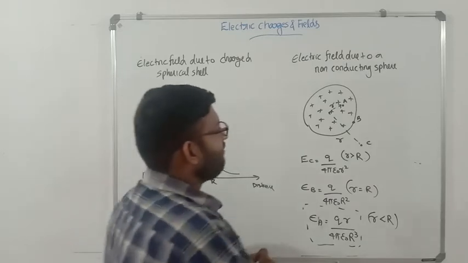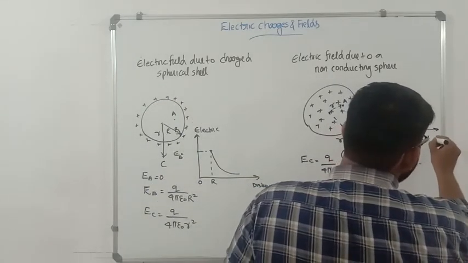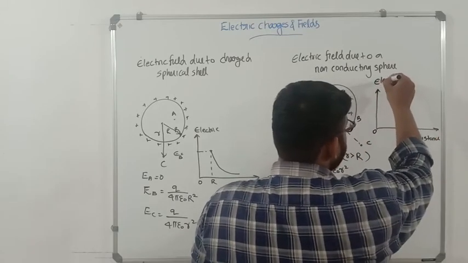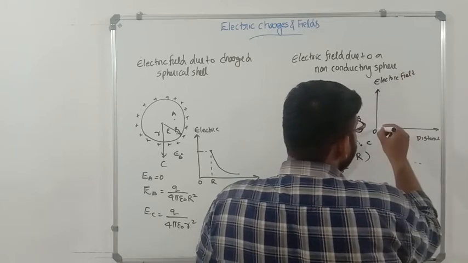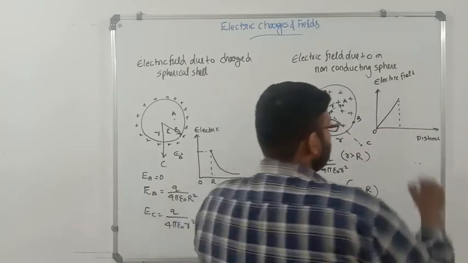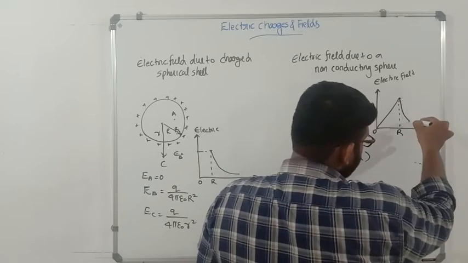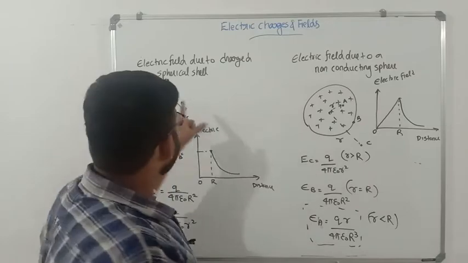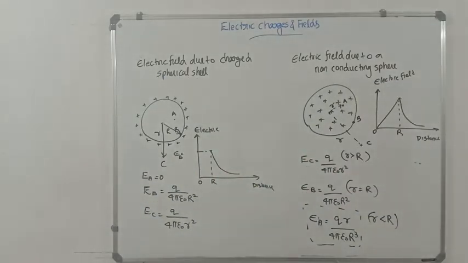So what is the graph we can connect here? The graph is very simple. We are connecting the distance from the center and the value of electric field inside. It is very simple. Initially it increases directly proportional to the distance up to r. Thereafter it decreases, and this graph represents electric field due to a conducting sphere. This is for a spherical shell. Very, very important idea. Please note down these equations.